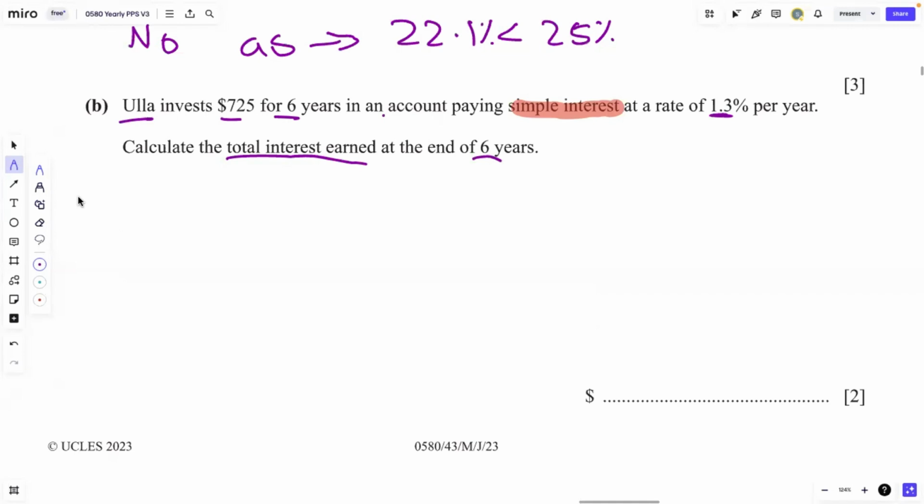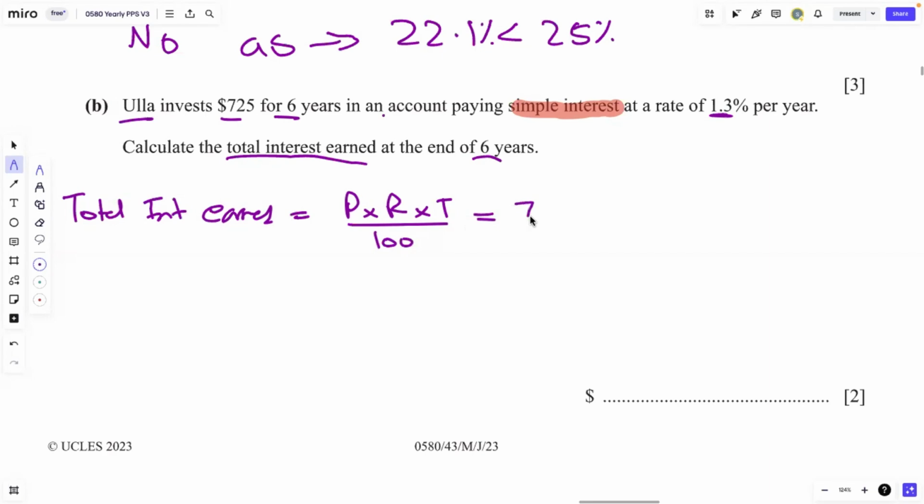So this is straightforward. For total interest earned, the formula would be P times R times T over 100. P is the principal, the amount we start with, $725, times the rate, which is 1.3 without the percentage, because the percent is accommodated when we divide by 100. And then multiply it by 6, the time in years.